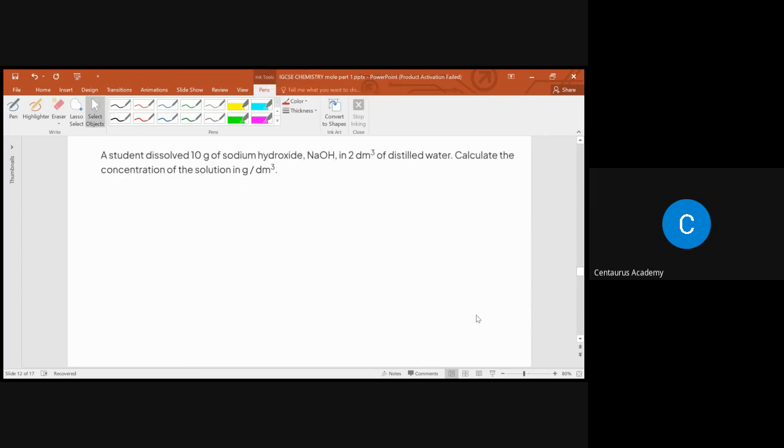All right. So look at this question here. The question says that a student dissolved 10 grams of sodium hydroxide in 2 decimeter cube of distilled water. Calculate the concentration of the solution in grams per decimeter cube.